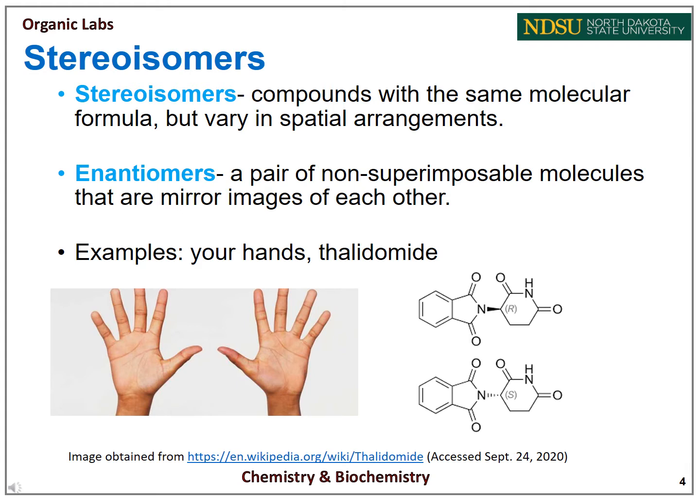One type of stereoisomer is an enantiomer, which is a pair of non-superimposable molecules which are mirror images of each other, such as your hands. So what non-superimposable means is, it's a big word that means you can't stack them directly on top of each other so that everything would align. So looking at your hands, they are mirror images, but no matter how you rotate or try and stack them, you cannot make them line up exactly.